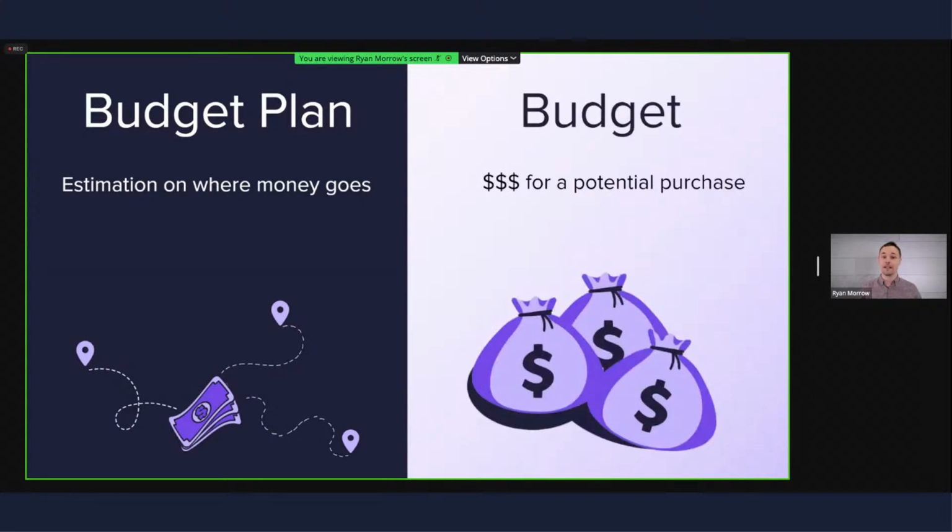So your budget in this case is how much you're willing to spend for a potential purchase. So let's say you have $500 to spend on a laptop. You then have a $500 budget. Sometimes you might be willing to splurge and go over budget to buy something that resonates with you specifically. Just be aware that when you do this, you will be pulling money from other areas of your budget.